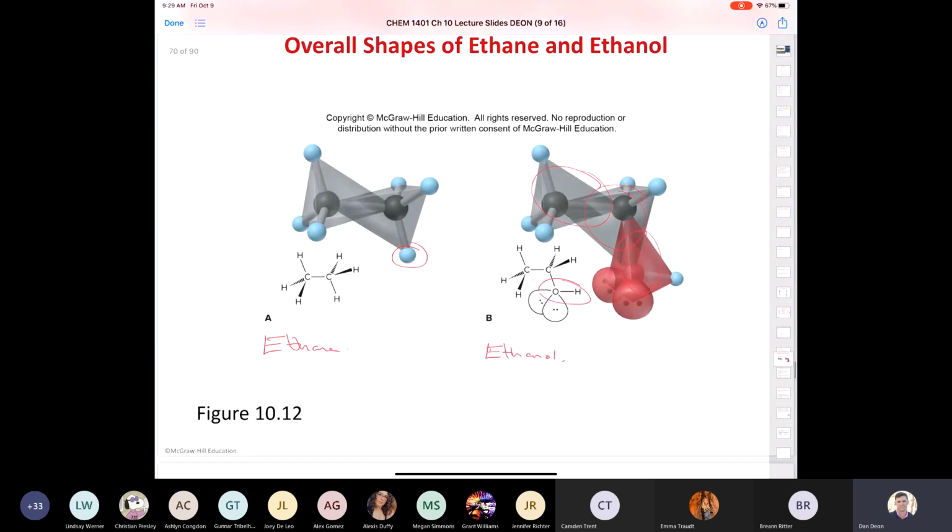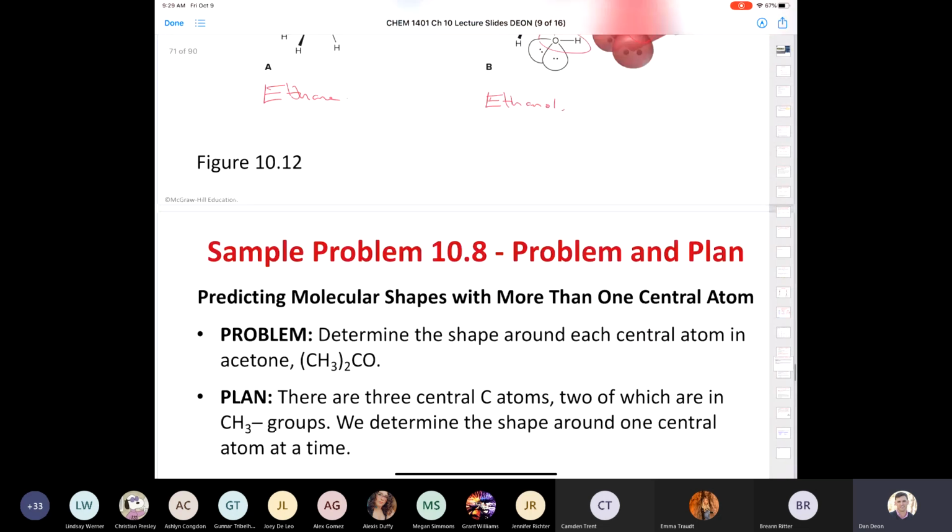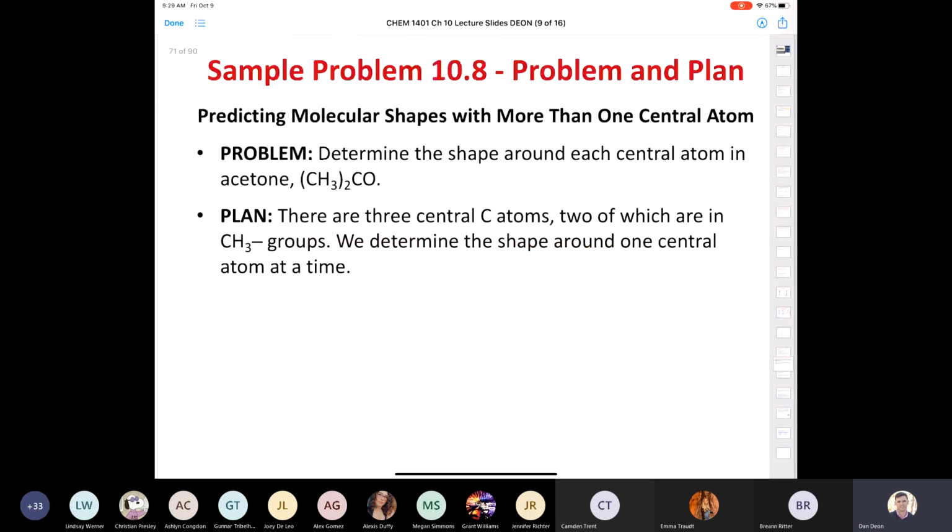Well, with that in mind, let's try a practice problem, which is problem 10.8. It says you're predicting molecular shapes when we have more than one central atom. Determine the shape around each central atom in acetone. Now, this is kind of an interesting way to present a molecular formula, but the reason they have these two CH3s in these brackets with the 2 by it is so that you know that there's two CH3s and that those carbons are attached to 3 hydrogens.